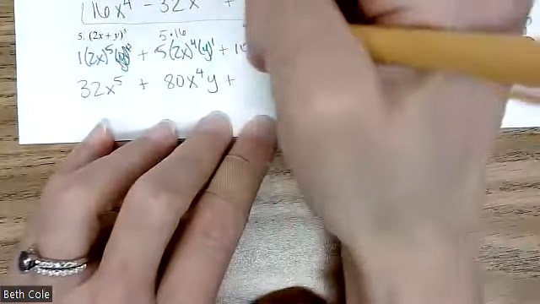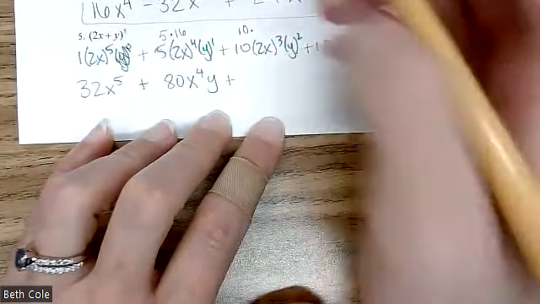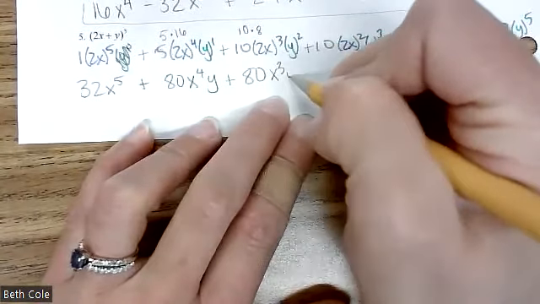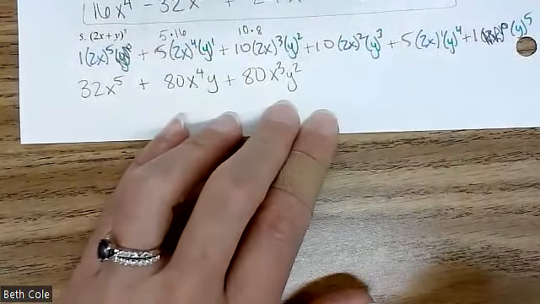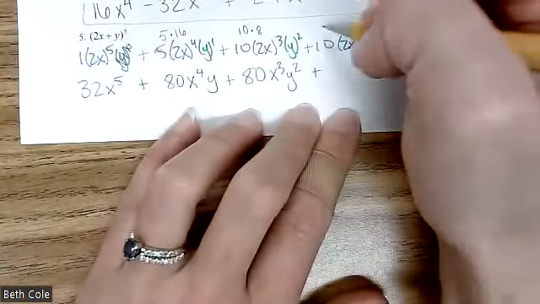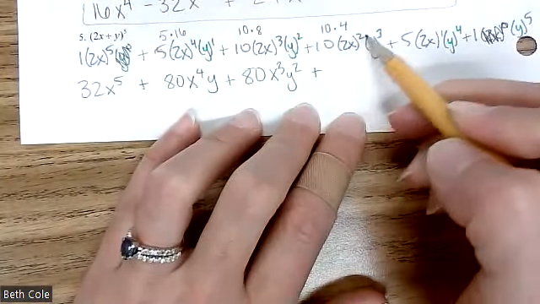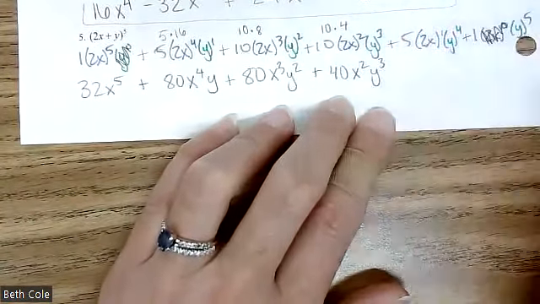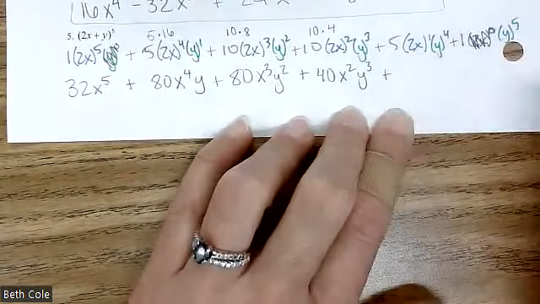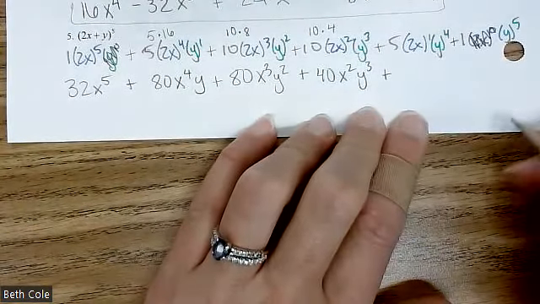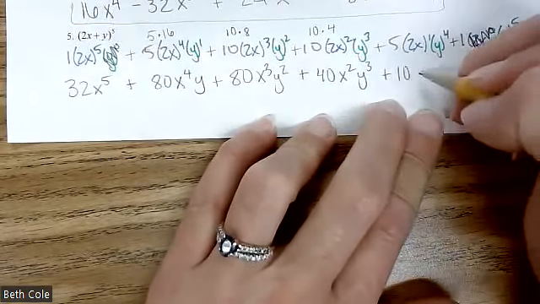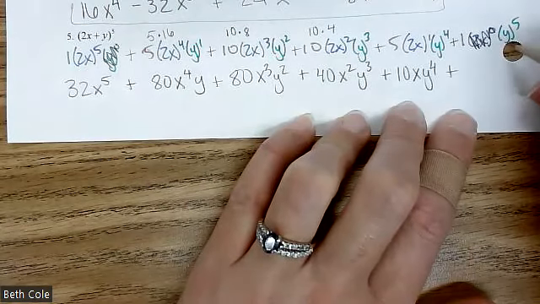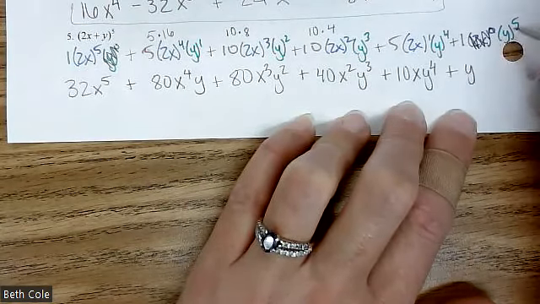All right, plus, this would be 10 times 2 to the 3rd is 8. So again, that'd be 80 x cubed, y squared. Plus, this would be 10 times 4. So it will be 40 x squared, y to the 3rd. Plus, what's the next one? 10 x, y to the 4th plus, what? Yeah, the last one is just y to the 5th, right?